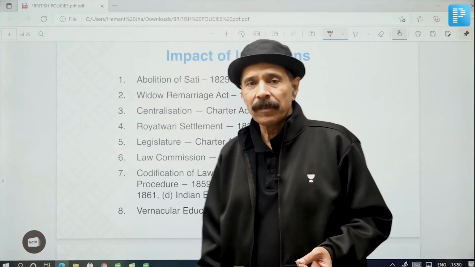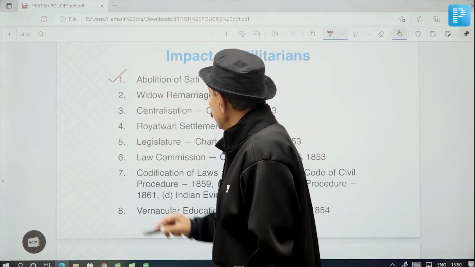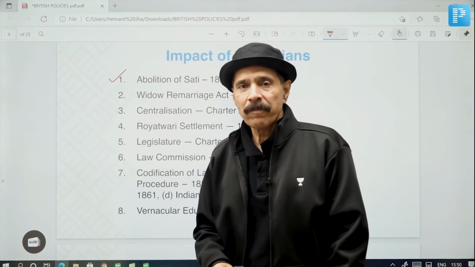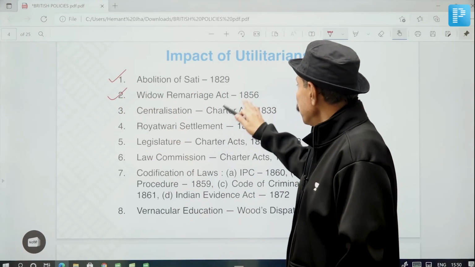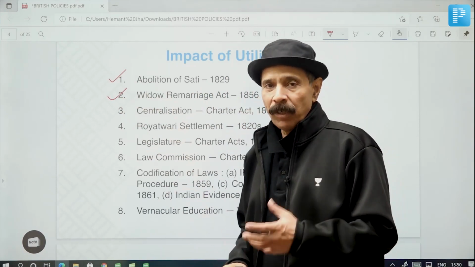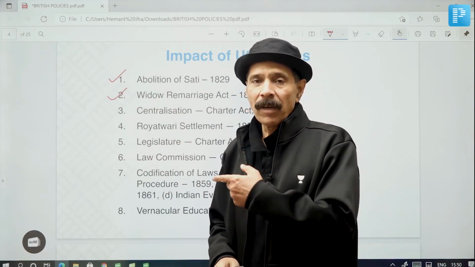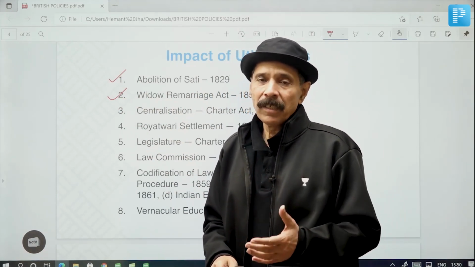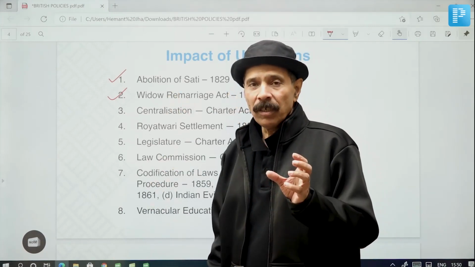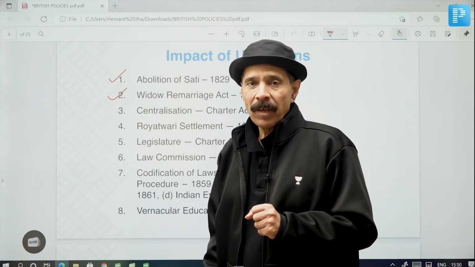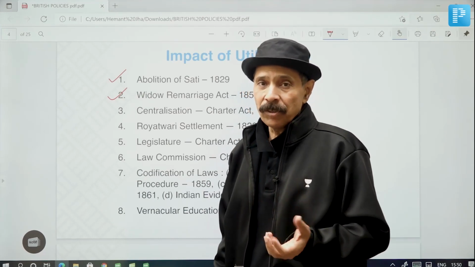This presentation is on the impact of utilitarians. The first important impact is the abolition of sati in 1829 by Bentinck. The second is the Widow Remarriage Act, passed in 1856 during Governor General Canning, though the draft was prepared during Governor General Dalhousie. These two represent two important social laws, and utilitarians focused on good laws for social change.